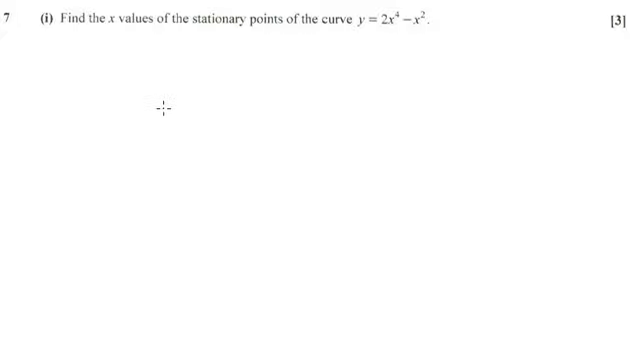Okay, question 7 part 1 asks us to find the x values, so don't bother trying to then go to find the y values afterwards, we just want the x values in this case, of y equals 2x to the power of 4 minus x squared. So we've got a quartic graph here, which is a little bit unusual in C1, but it doesn't need to worry us. Going to do the same thing that we always do.